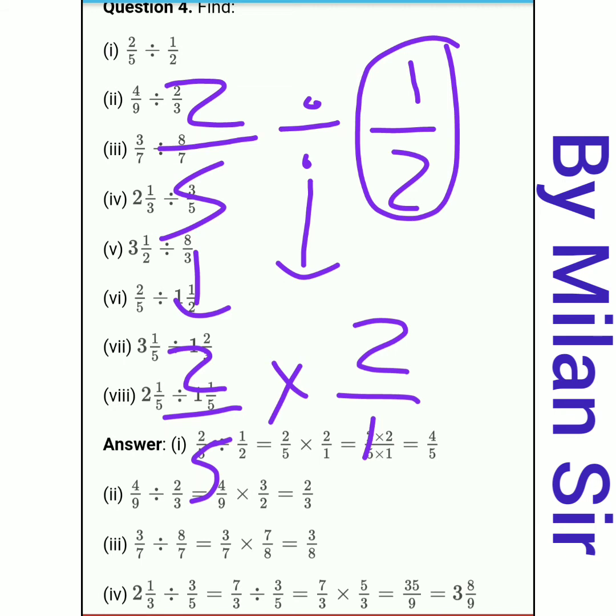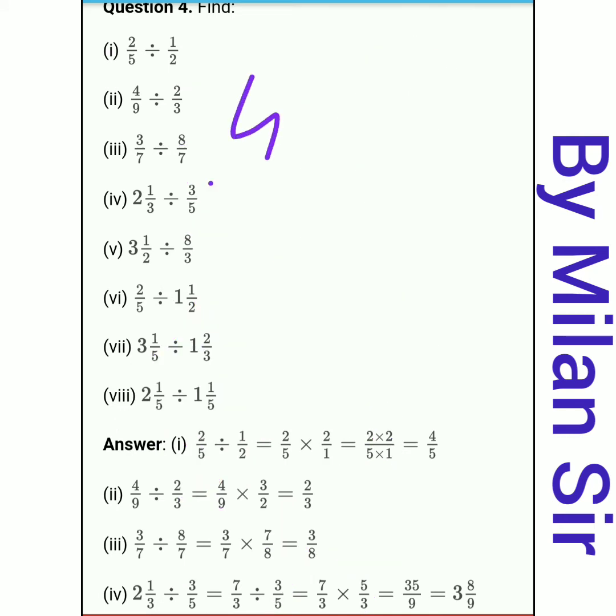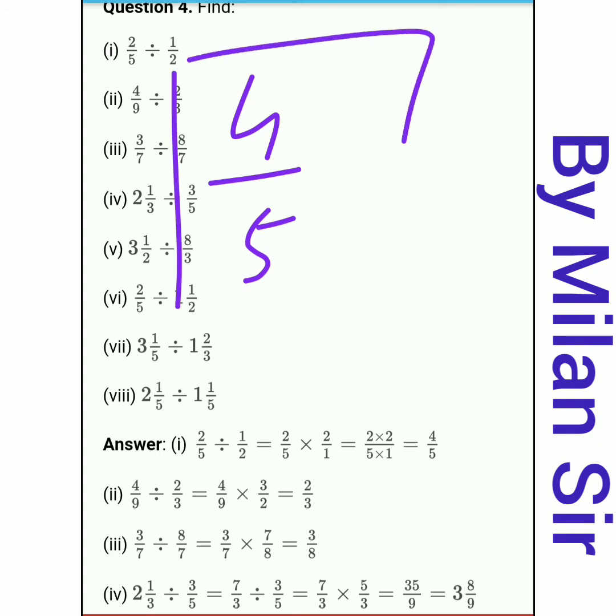We need to change the numerator and denominator, right? Now here we cannot cut anything, so directly we need to do the multiplication. In numerator 2 2s are 4, and in denominator 5 1s are 5. So our answer is 4 by 5. Now 4 by 5 is a proper fraction, right? Because the denominator is greater than the numerator. So we cannot convert 4 by 5 into a mixed fraction. So this is our final answer.